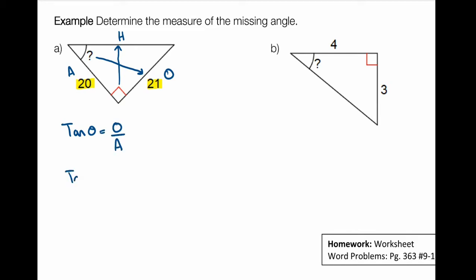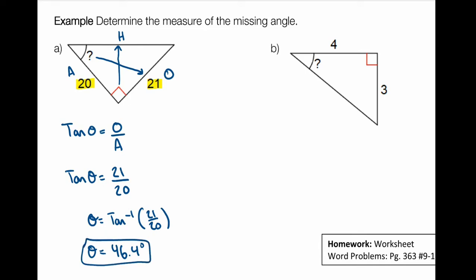I'm going to fill in my information. So tan theta equals 21 over 20. And now I need to solve for theta. In order to do that, I need to move the tan over. So it becomes tan negative 1, 21 over 20, which is just a calculation on your calculator. And we should get an angle, or theta, of 46.4 degrees. So that is our missing angle.